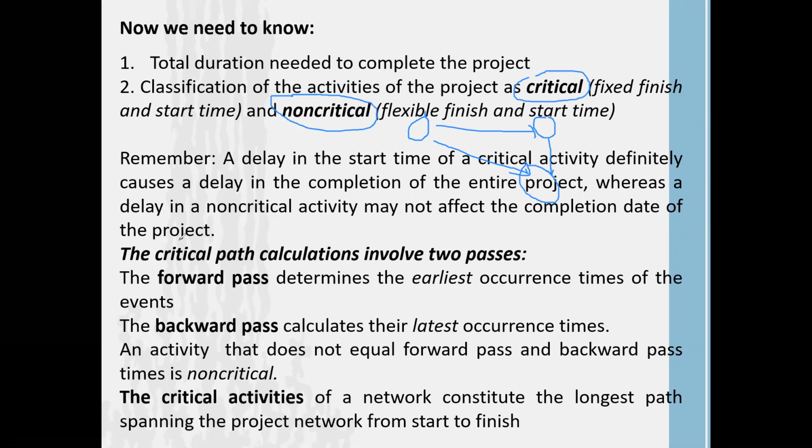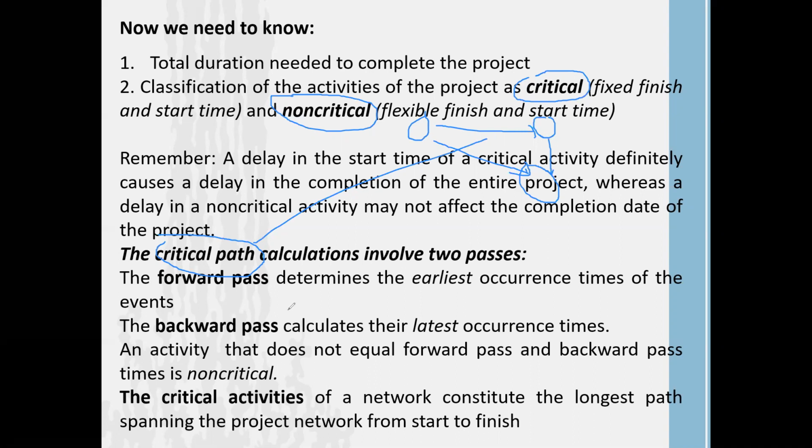So first of all, in order to find the critical activities, we have to do two calculations, right? First one, we have to calculate the forward pass. It means we need to calculate the forward pass of the activities. The forward pass determines the earliest occurrence time of the event.